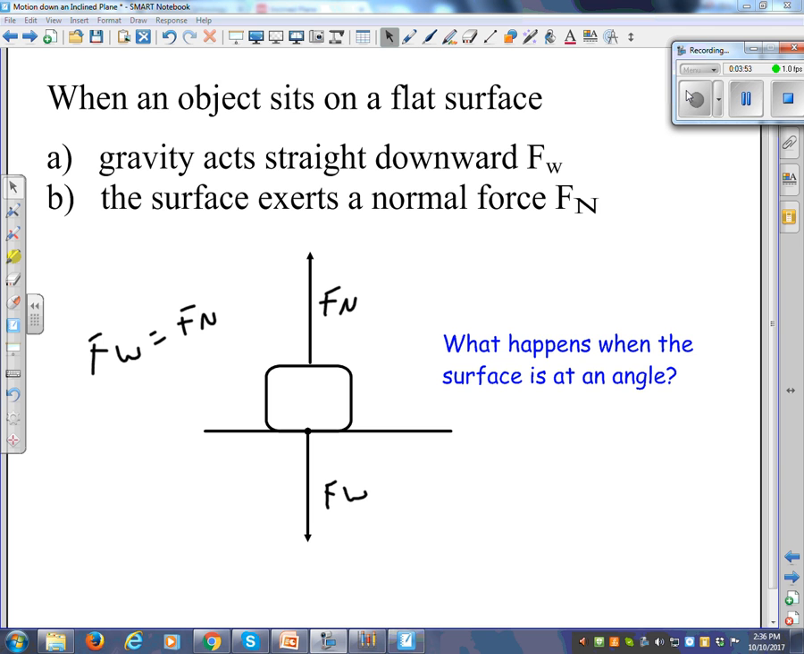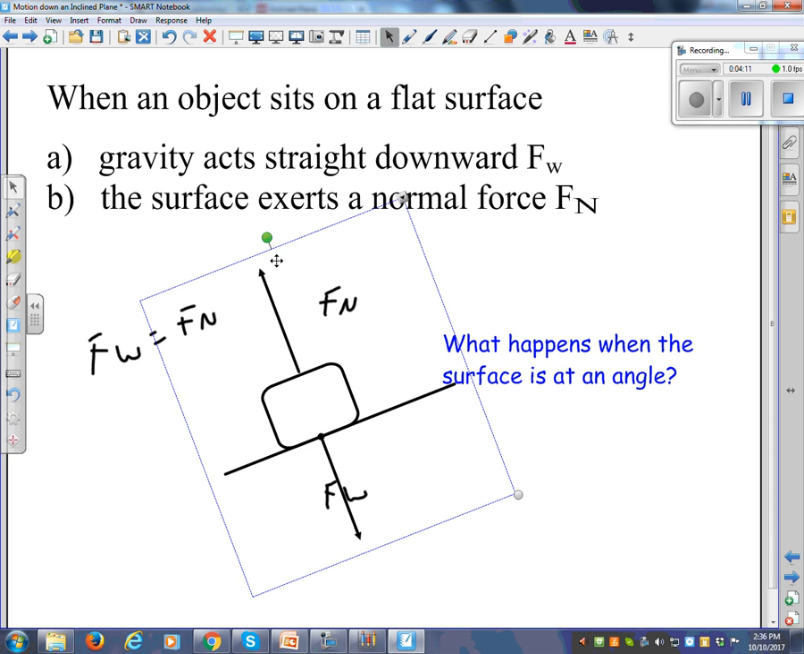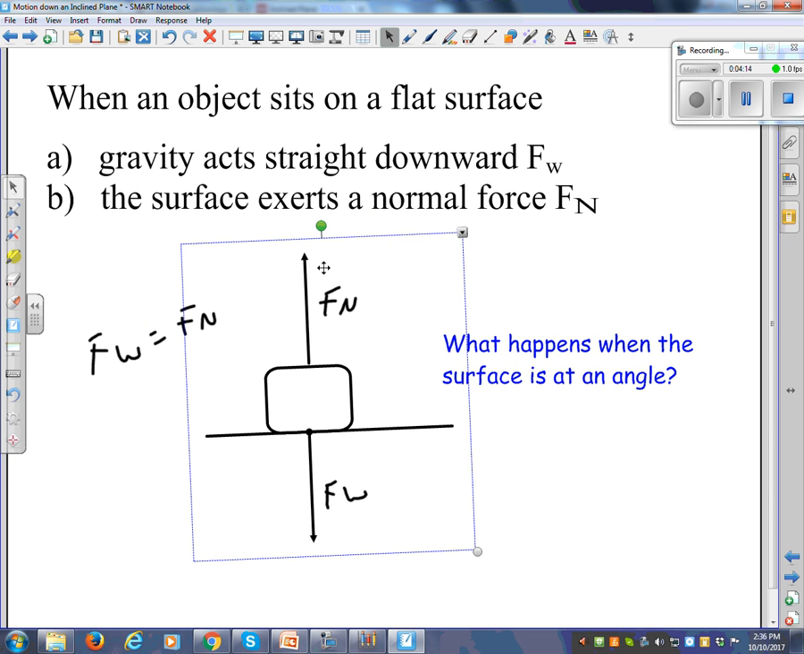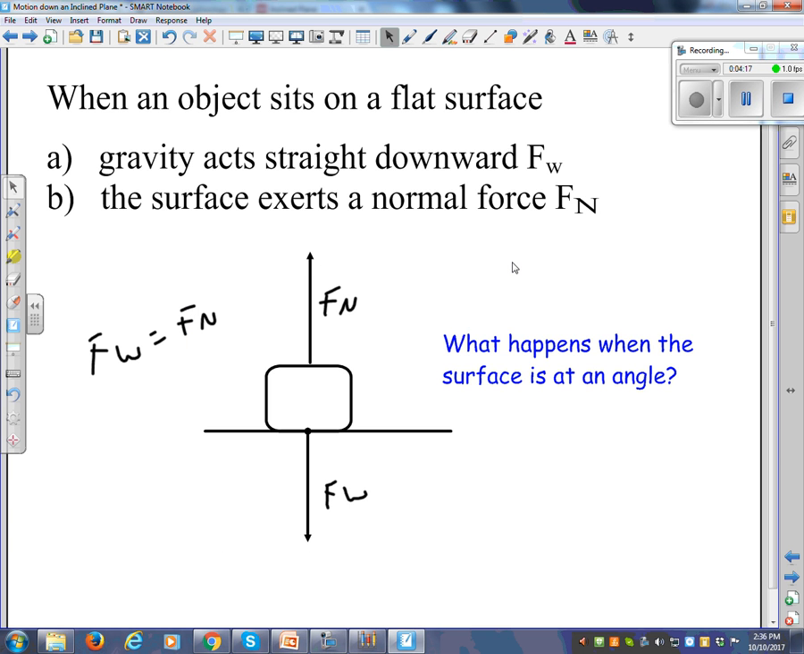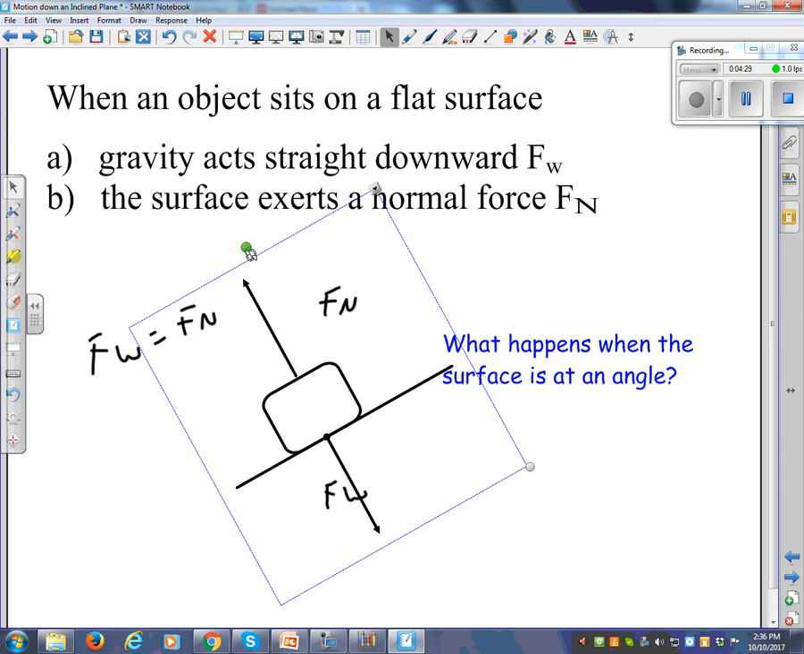What happens when the surface is at an angle? Will those be equal to each other? No. I'll say it again. Think your answer through before yelling it out. When the surface becomes at an angle, like if this whole thing gets rotated, will the weight force be equal to the normal force? I don't think so. Is the weight force not always straight down, towards the center, right? So when I do this, it's no longer pointing straight down. So now, should it be? Okay, so let's go.